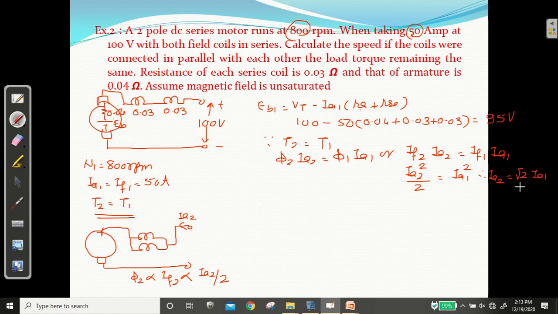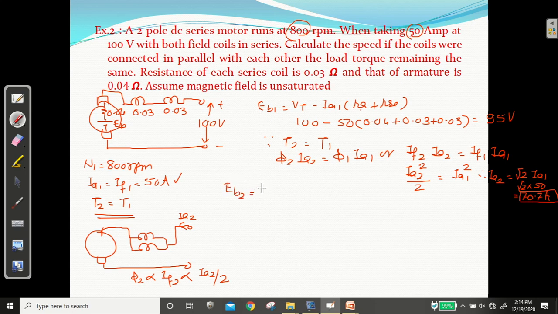What is root 2 times IA1? IA1 is 50 ampere. So root 2 into 50, it is 70.7, I think so. Yes, it is 70.7 ampere. I will get IA2. So once you know IA2, you will get EB2.